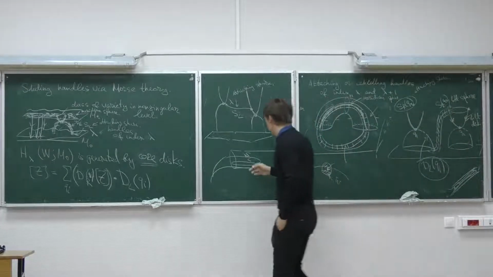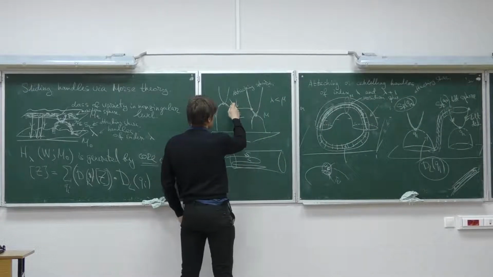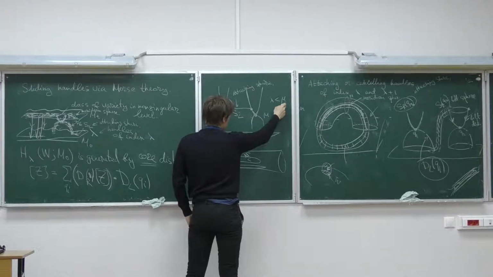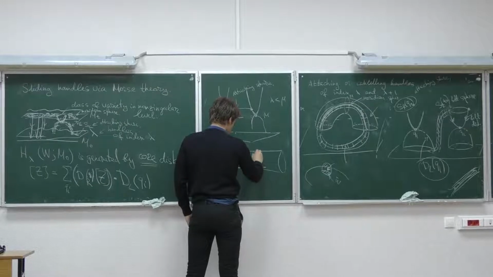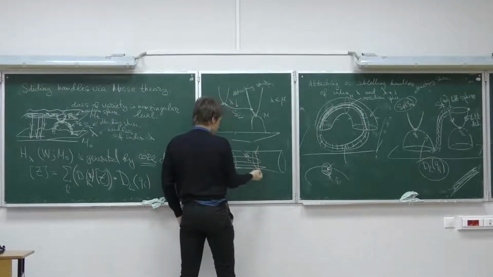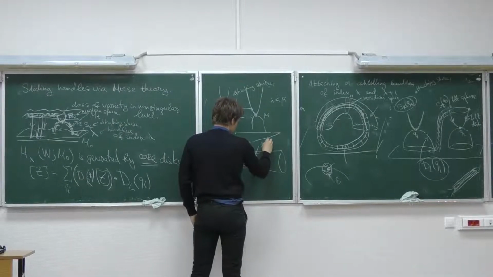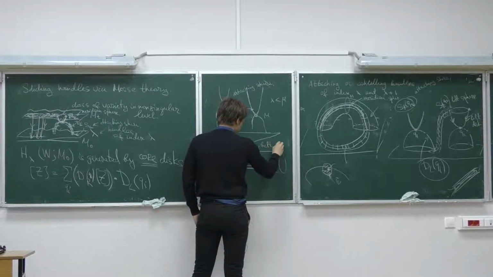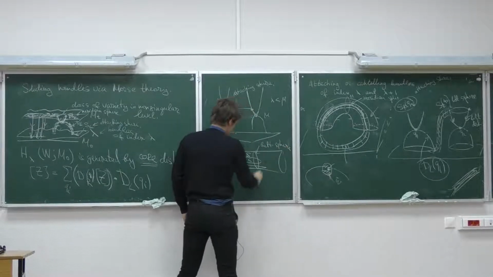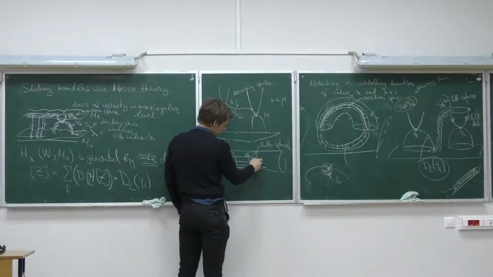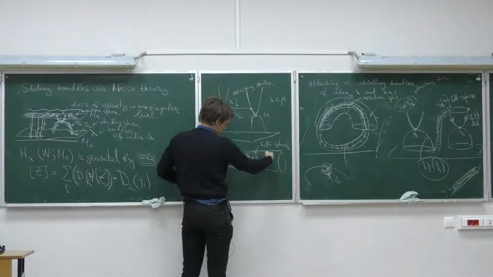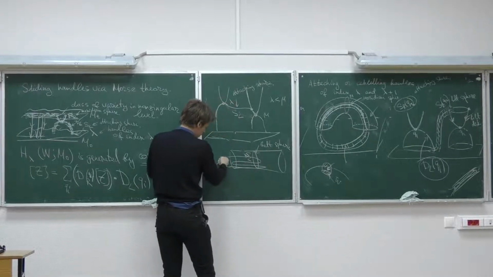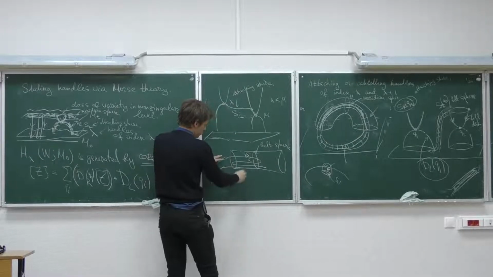this, if this index is smaller than the index of this handle, then you have the belt sphere. So here you have a belt sphere, and the attaching sphere just is attached to the boundary of this handle, and sits entirely on the boundary and goes to the remaining part of the variety.